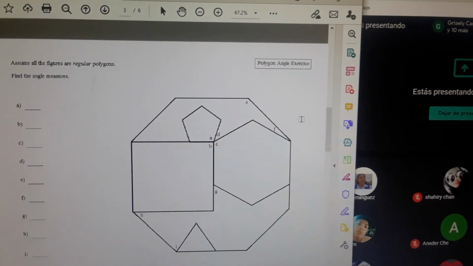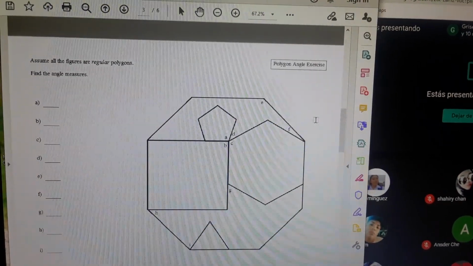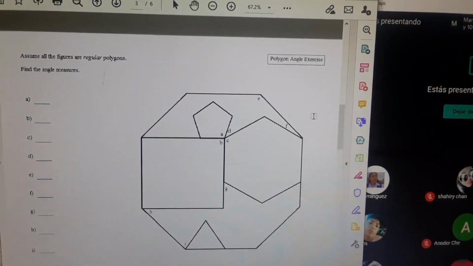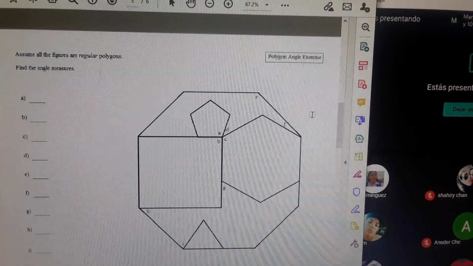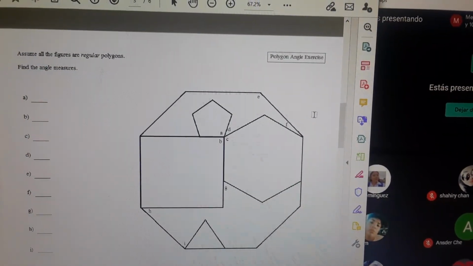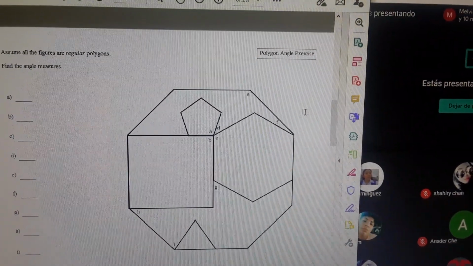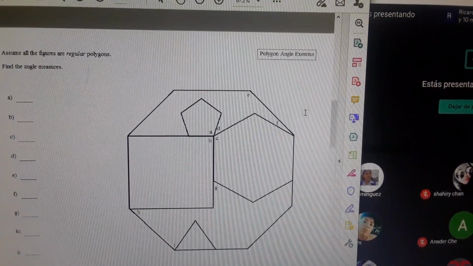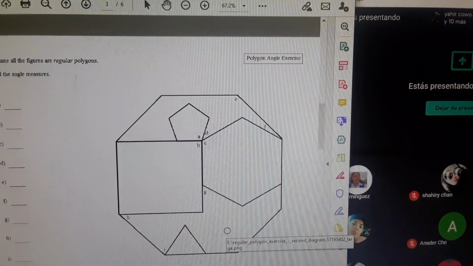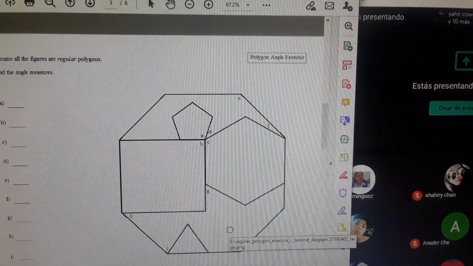Alright, guys. So I have this activity that I want you guys to work with. Okay? I will be sending this to the WhatsApp group as well. What are the shapes that you can find here?